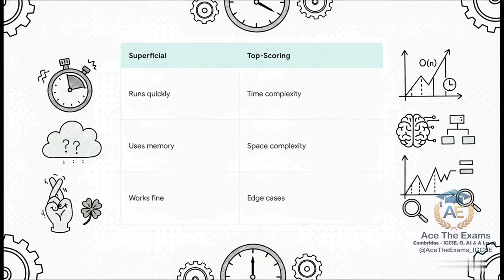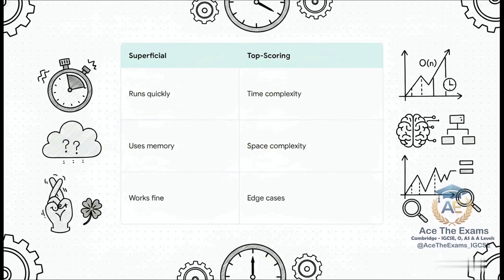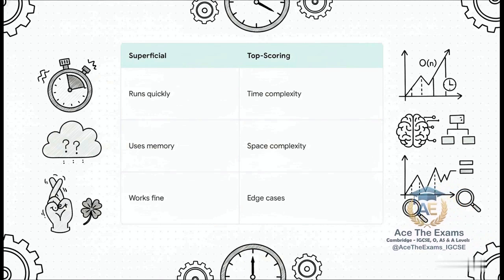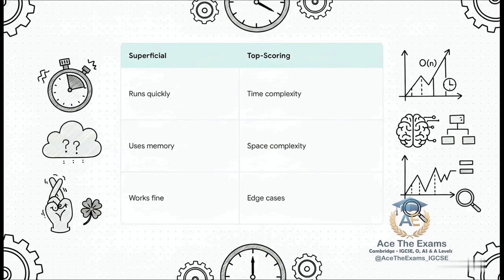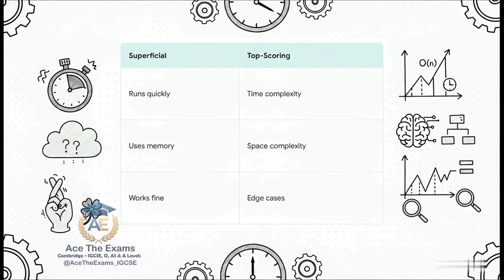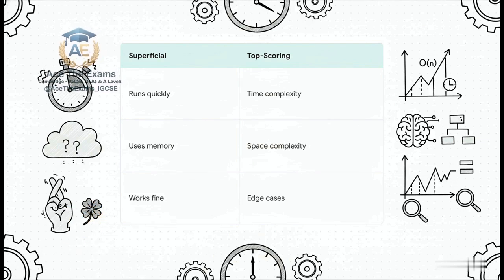If you write, "It runs quickly," the examiner just rolls their eyes at the lack of depth. A top candidate doesn't say that. They identify specific time complexity. If you write "It uses memory," you get nothing. A top candidate analyzes space complexity. And if you literally write "It seems to work," you are just hoping for good luck. The top-scoring student explicitly tests boundary conditions and edge cases and discusses exactly how those affect system performance. You absolutely must elevate your vocabulary if you want to hit those academic benchmarks.